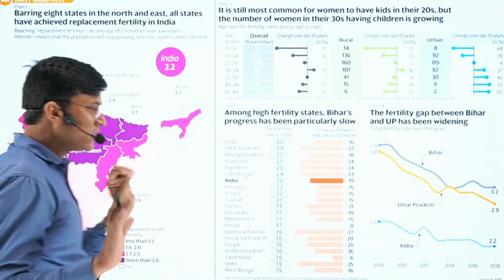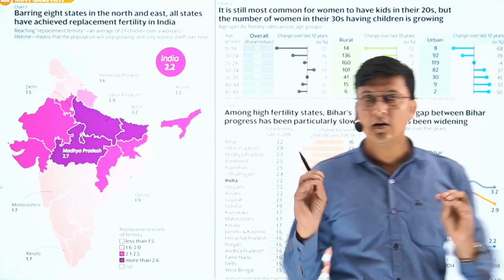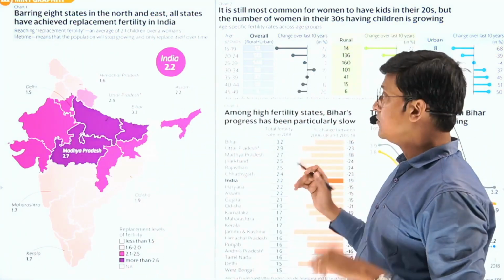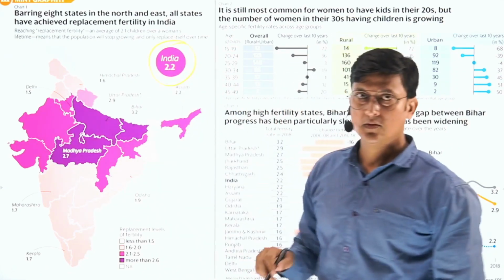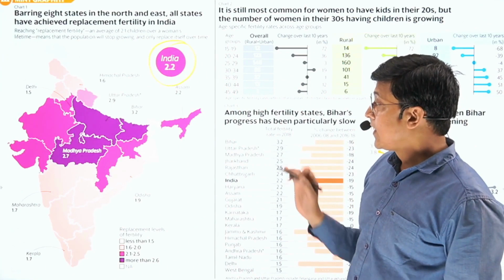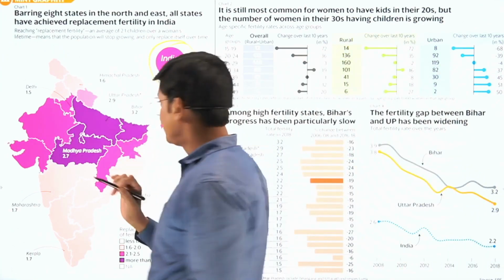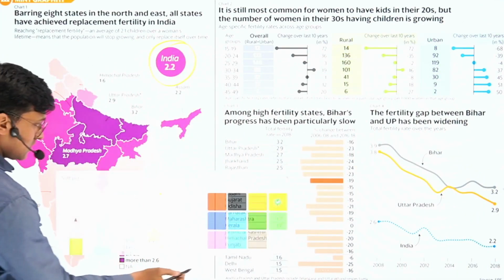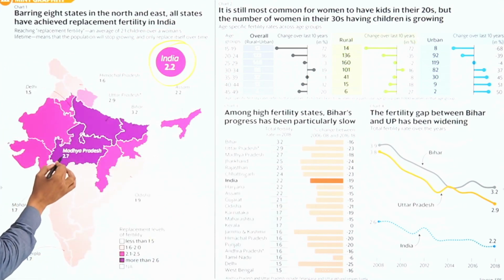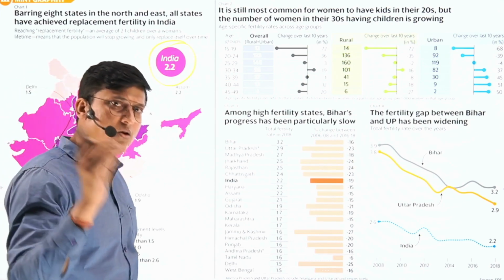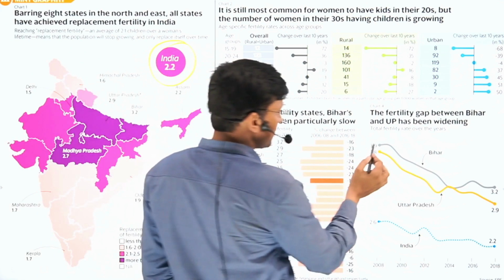At present, this is the data of 2018. In 2018, the TFR of India was 2.2. Total fertility rate was 2.2. It is the average. If we talk about Madhya Pradesh, it was 2.7. Uttar Pradesh, it was 2.9. And Bihar, it is 3.2. Apart from these three states, everywhere the things are okay. Things are good. You can see here with the chart.